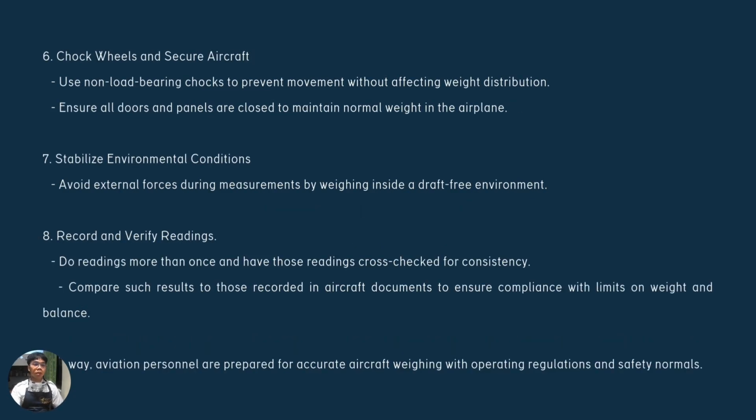Number 6 is chock wheels and secure the aircraft. Use non-load bearing chocks to prevent movement without affecting weight distribution. Ensure all doors and panels are securely closed. Next is controlled environmental conditions, like avoiding external forces such as wind or temperature fluctuations that could interfere with the accuracy of weight measurements.